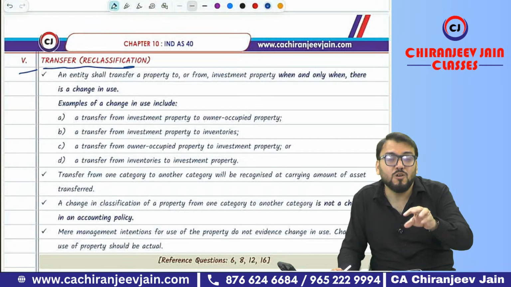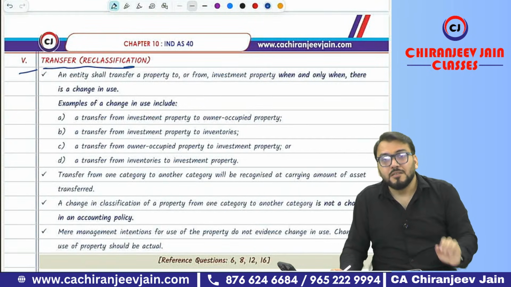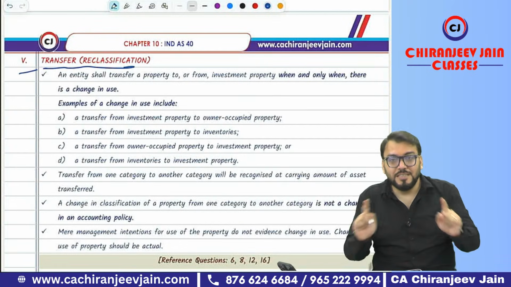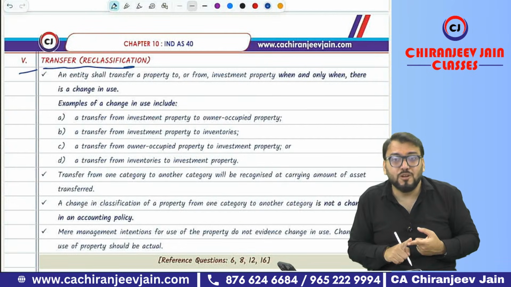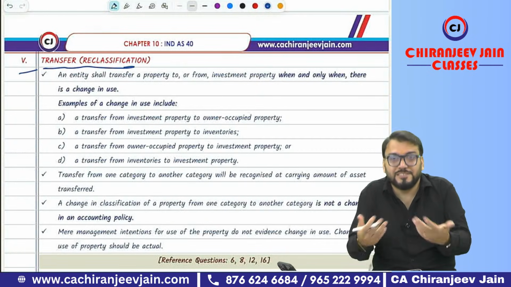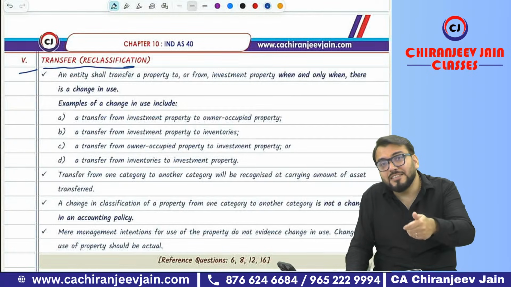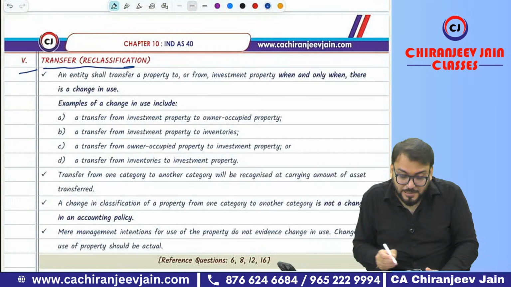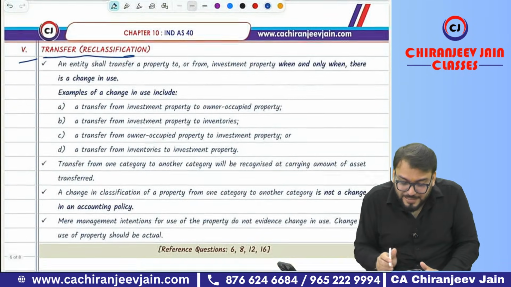Then in that case we'll call it reclassification. Reclassification is not a change in accounting policy. Whenever the purpose of use changes, we need to perform reclassification. And reclassification is always done at the carrying amount of that property. Correct? What can the reclassification be?